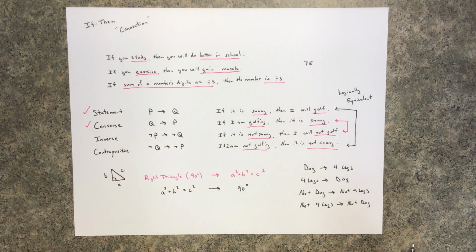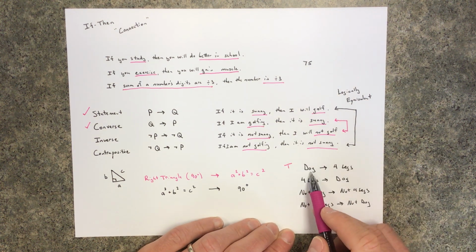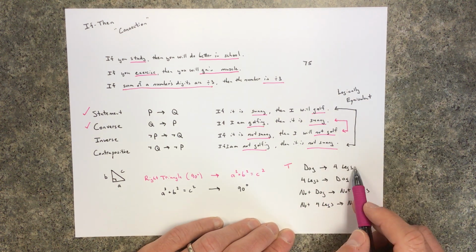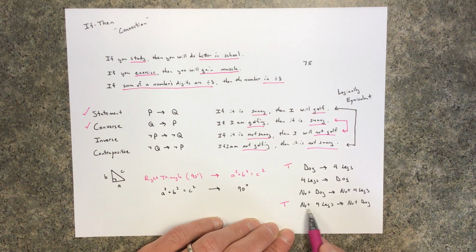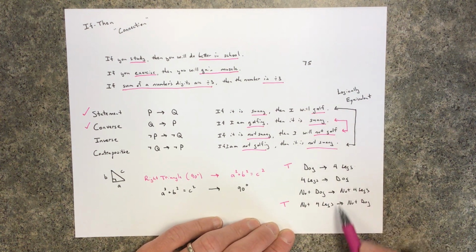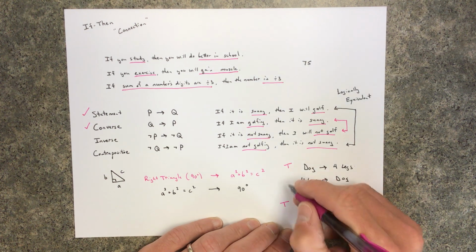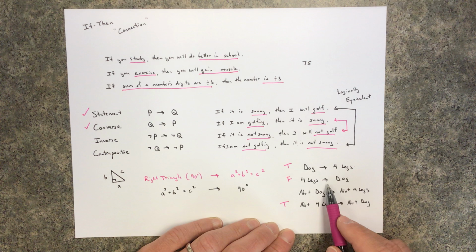In this particular case, this is true, okay? Of course, if you're a dog, then you have 4 legs. And then this one is also true. Remember, they are the same thing. If you don't have 4 legs, you can't be a dog, because if you're a dog, you have 4 legs. Same thing. This is false. If you have 4 legs, then you're a dog? No. Lots of animals have 4 legs. Just having 4 legs does not mean you're a dog.